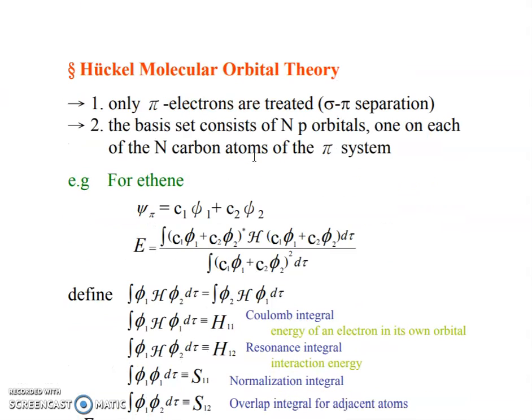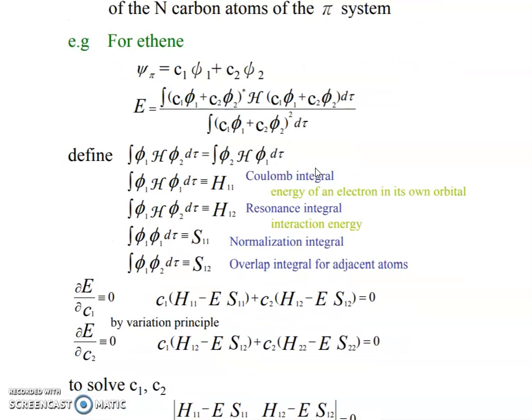So, Huckel molecular orbital theory. First, only pi electrons are treated, so sigma-pi separation. And second, the basis set consists of n p orbitals, one on each of the n carbon atoms of the pi system.